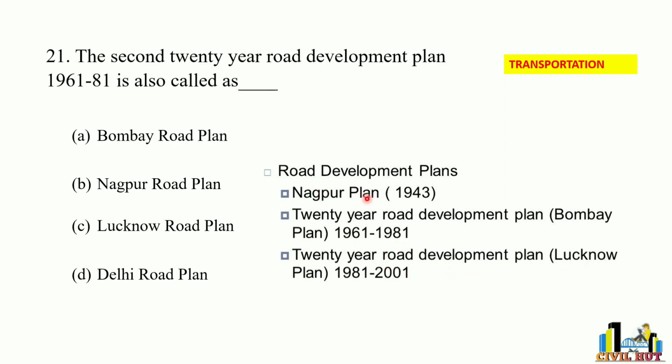In the Nagpur Road Plan, they wanted to construct roads of 16 kilometers per 100 square kilometer area. In the Bombay Road Plan, 32 kilometers per 100 square kilometer area. In the Lucknow Road Plan, 82 kilometers per 100 square kilometer area. These are the road densities: Nagpur 16, Bombay 32, Lucknow 82. The second road plan, 1961 to 81, is the Bombay Road Plan. Option A is the correct answer.